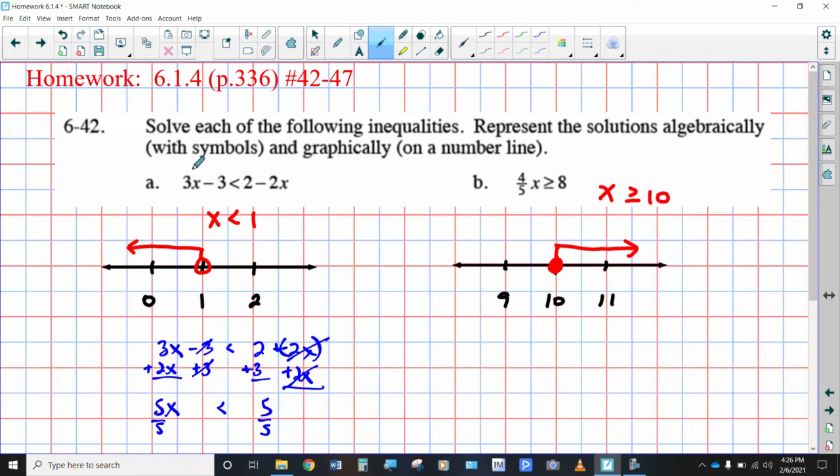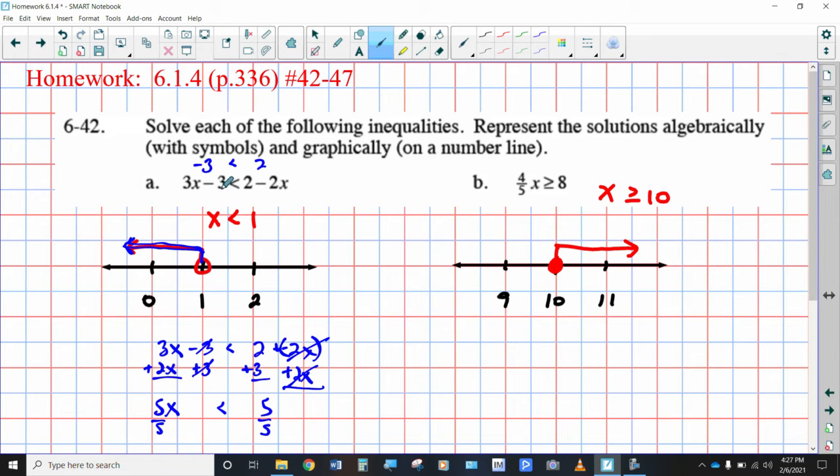That should make it a true statement. So what is 3 times 0? That is 0 minus 3 is negative 3. And 2 minus this ends up being 0 because 2 times 0 is 0. 2 minus 0 is 2, and negative 3 is less than 2. So yes, 0 is a solution, and everything else on that side of the 1 is a solution.